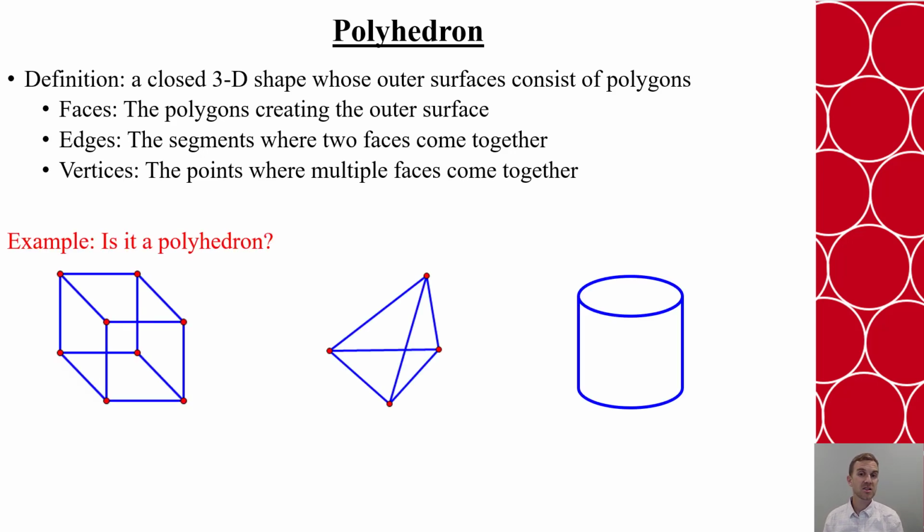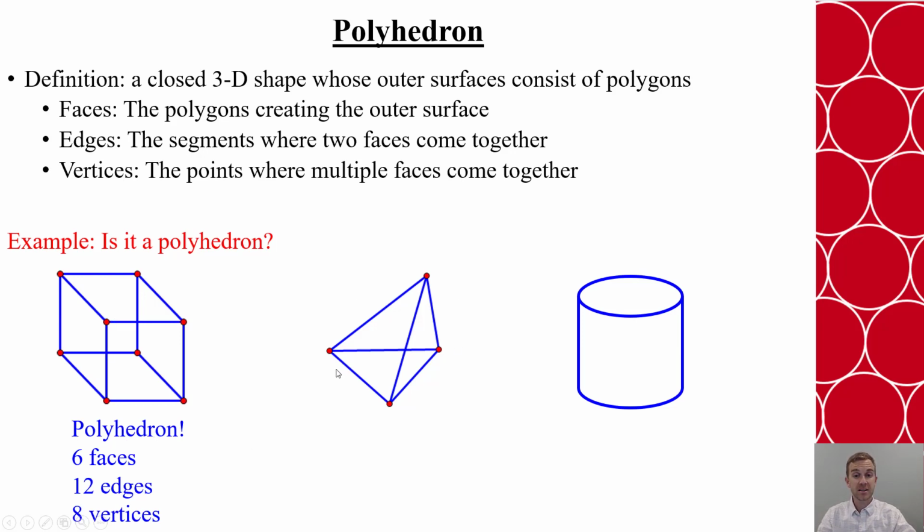So if we look at these three solids, we want to determine, is it a polyhedron? If I look at my first solid, it is constructed using all rectangles. So yes, that is a polyhedron. And if I count it, I could see that there are 6 faces, the front, the back, the left, right, the top, and the bottom. There are 12 edges, so that's each of the segments going in between. And then there's 8 vertices, which are the red points that are shown up in this image.